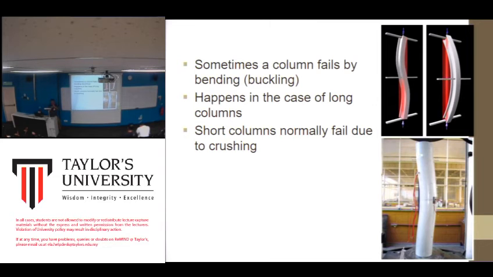But for long columns, depending on what material is used for the column, it might fail by bending or buckling like this, right? Imagine that this is a column, a steel column especially, and if the load is more than what the column can carry, it might bend sideways like this, or this way, depending on which side the load is coming from. It happens in the case of long columns. Again, short columns normally fail due to crushing.